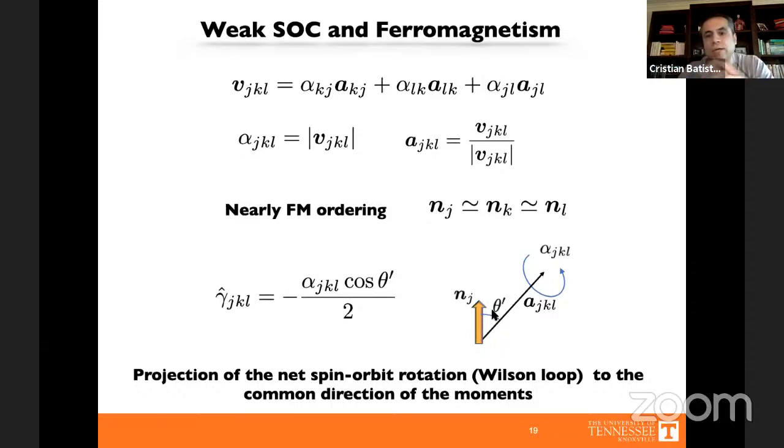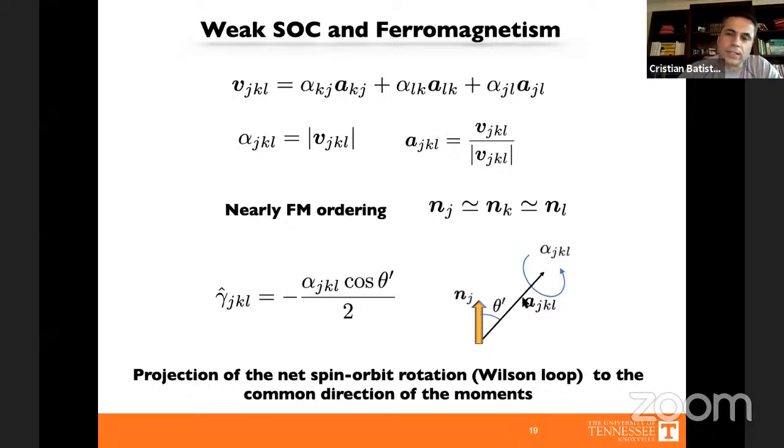If you have a ferromagnet where the spin moments are pointing along the z direction, and the spin orbit interaction is coupling the components that are 45 degrees away from the z direction, then you will have a cosine of 45 degrees, which basically will renormalize the effective field that these electrons polarized along the z direction see.